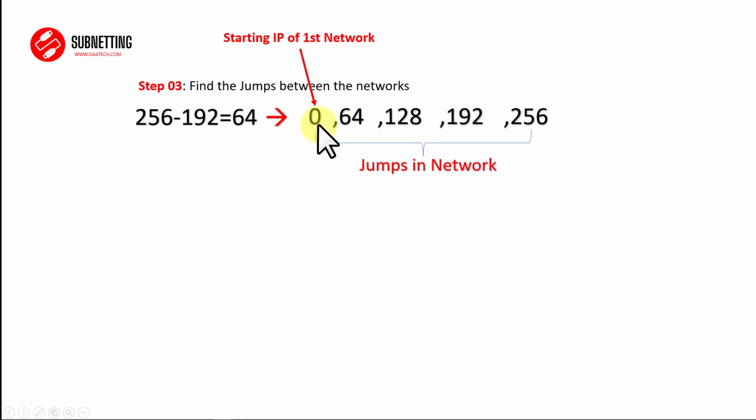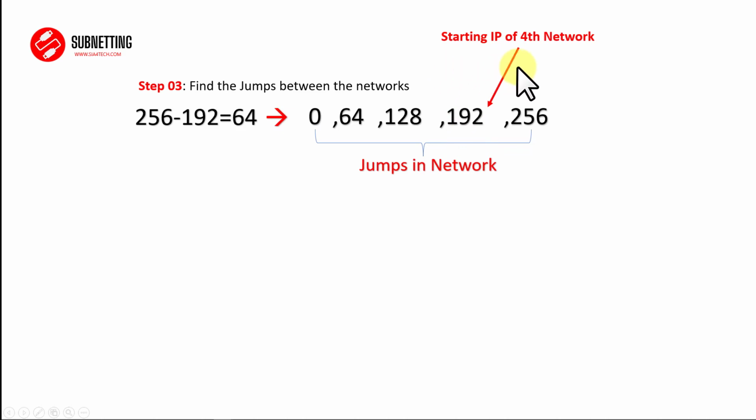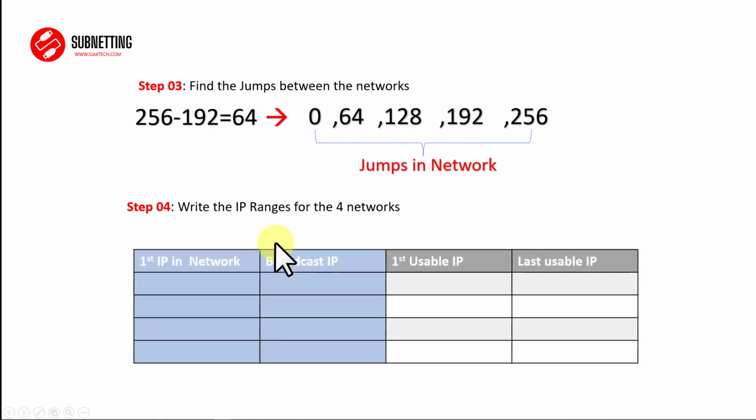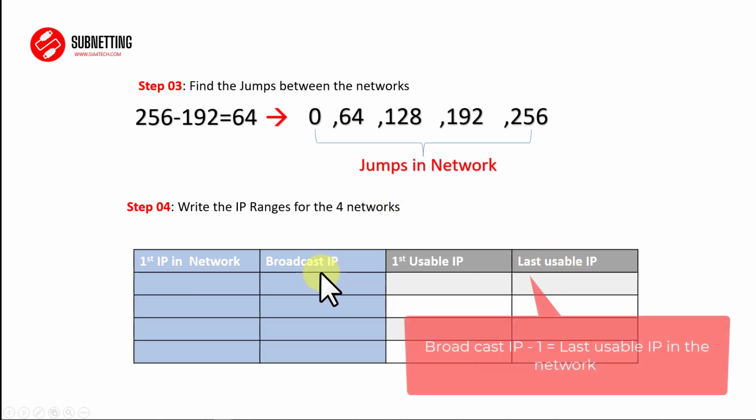The first number, which is 0, is the starting IP of the first network, and the second number is the starting IP of the second network, and so on. The last one is the starting IP of the fourth network, and the last number is the last IP of the fourth network. We have the final step, which is writing the IP range using these jumps. We have the first IP in the network, and the broadcast IP, then the usable IPs. The first usable IP in the network is the first IP plus 1, and the last usable IP is the broadcast IP minus 1.